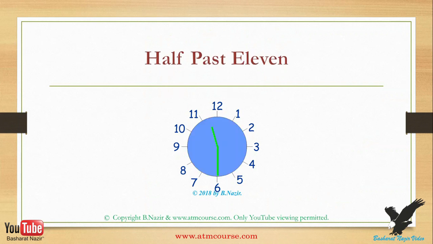This clock is reading half past 11, because the big hand is pointing to six and the small hand is halfway between 11 and 12. Now you say, half past 11.